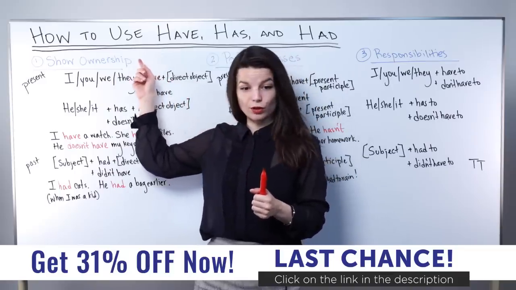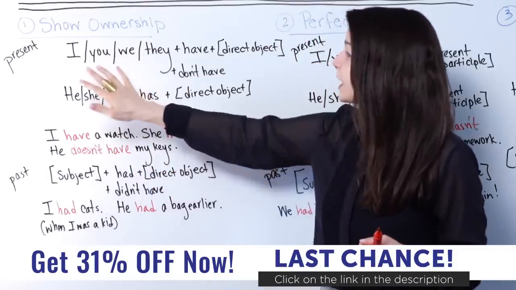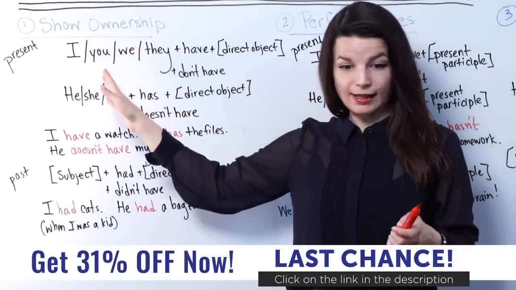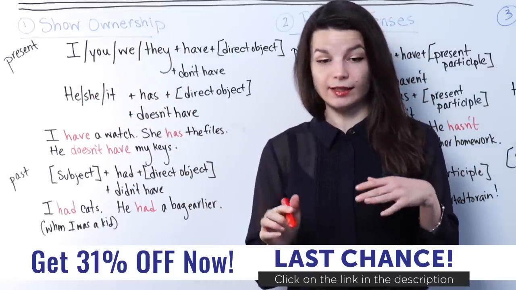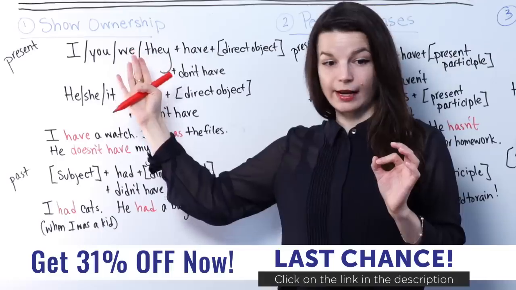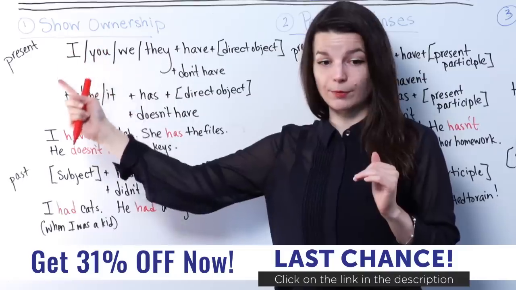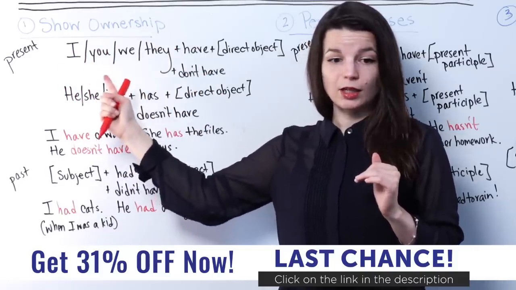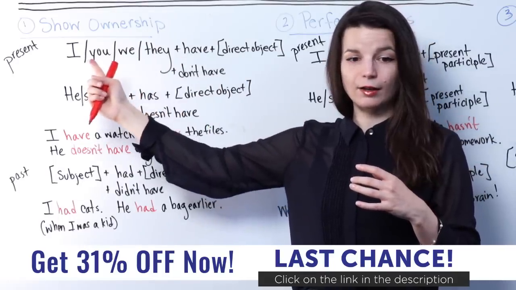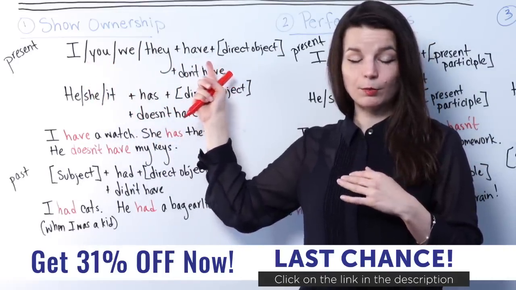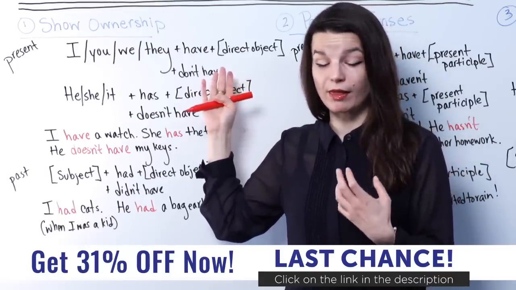Part 1, showing ownership with have. If you want to express ownership in present tense, you need to consider the subject of your sentence. So there are 2 patterns to think about. I, you, we, and they. If one of these is your subject, you need to use this pattern for a positive statement: I plus have plus your direct object. This is the most basic way to show ownership with have.